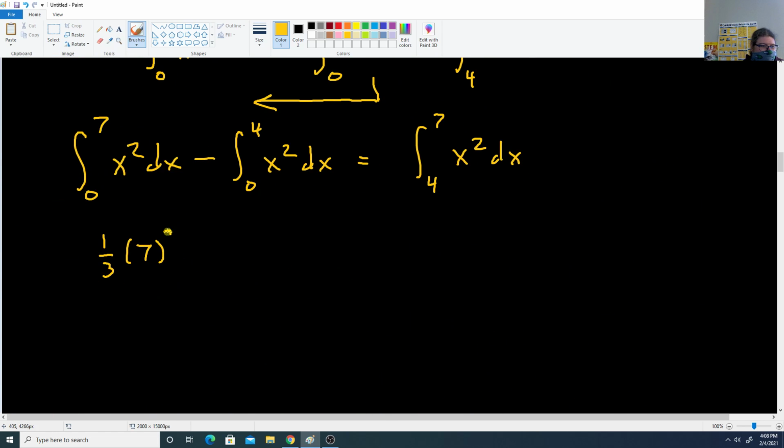1/3 times 7 cubed minus the integral of 0. Oops, no, just kidding. We can evaluate this. This also starts at 0, goes to an upper limit of x squared. So it will be 1/3 times its upper limit cubed. That will equal the integral that we want.